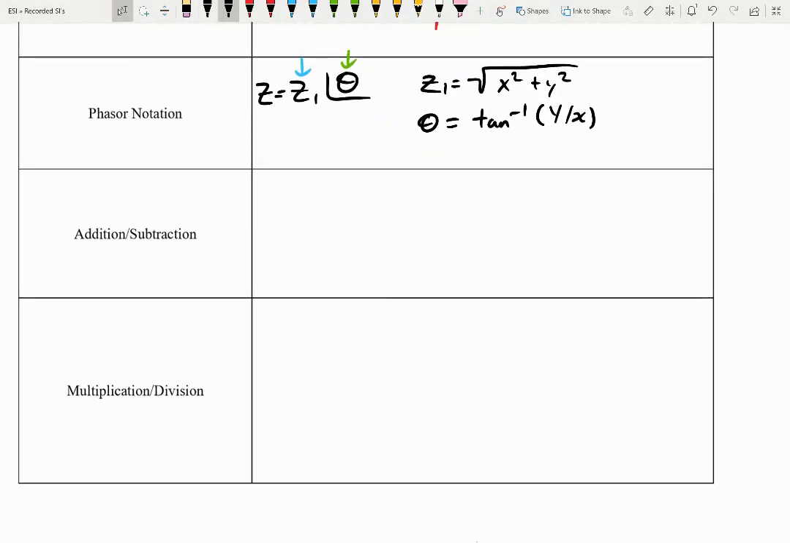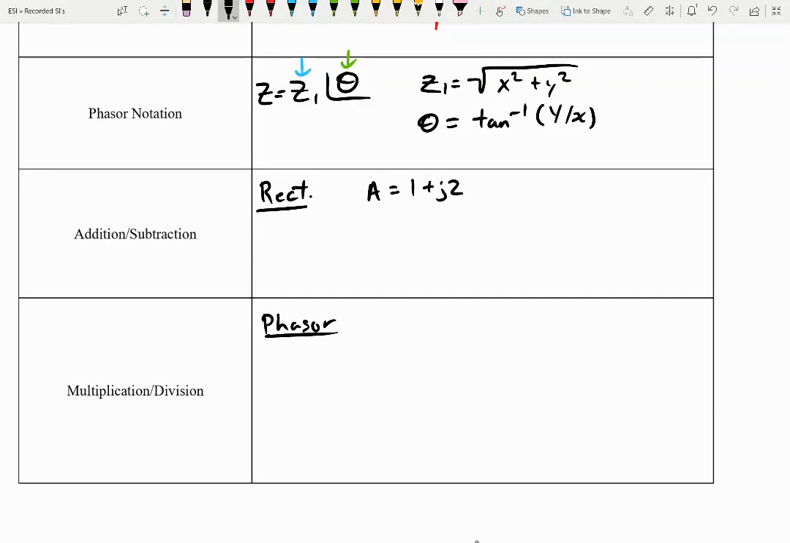Addition and subtraction. From the previous video, we said rectangular is the easiest form to work with when we're adding and subtracting. For multiplication and division, we're going to want to work in phasor. Let's go ahead and do a quick example.